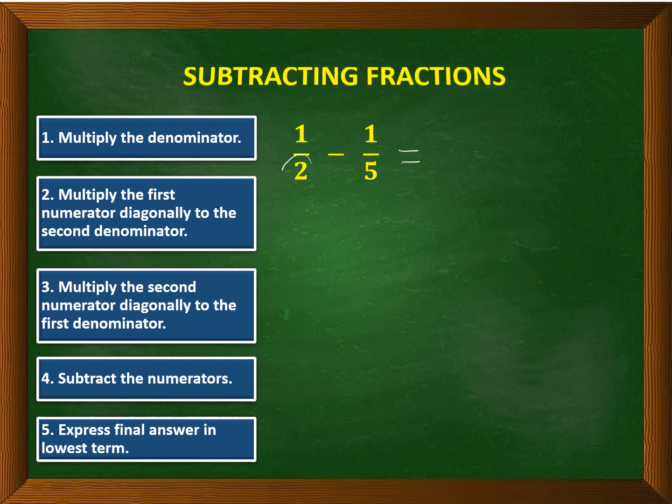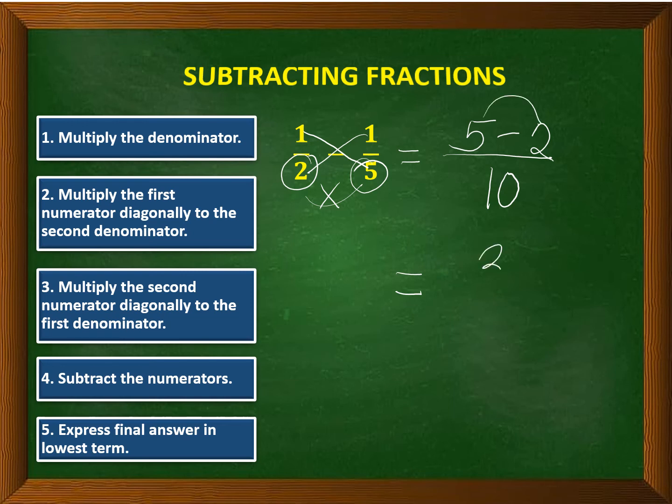First step, multiply the denominators. 2 times 5. That will give us 10. Then cross multiply. 1 times 5 is 5. Copy the symbol minus. 1 times 2 is 2. Then let us subtract. 5 minus 2 is 3.